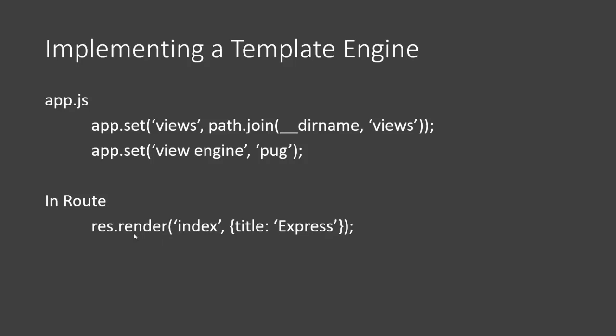So we do that in the main JS file, and then within the route, when we want to actually render a template, we can say res.render, pass in the name of the template. So in this case it's index. This would be relevant to index.pug in the views folder since we're using the Pug engine. And we can pass in dynamic variables. In this case we're passing in a variable called title that has the value of express, okay, a string of express. Alright, so pretty easy.